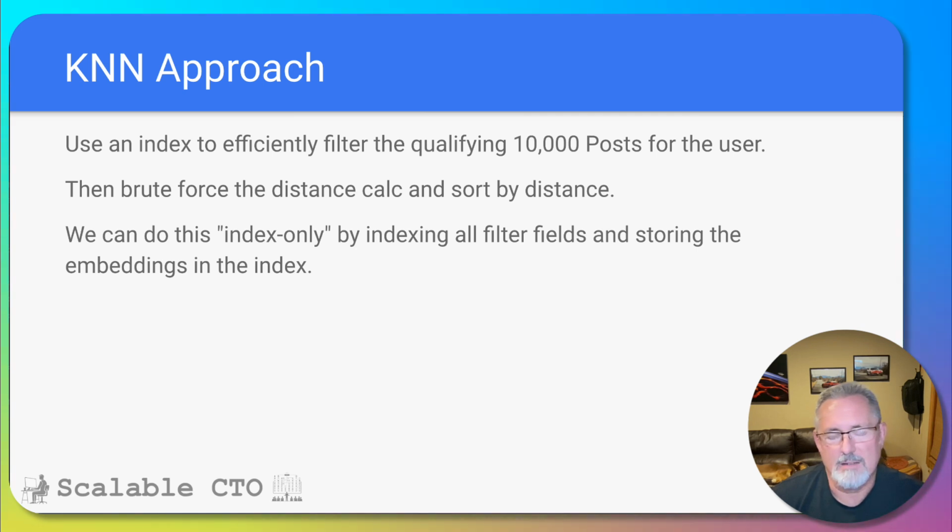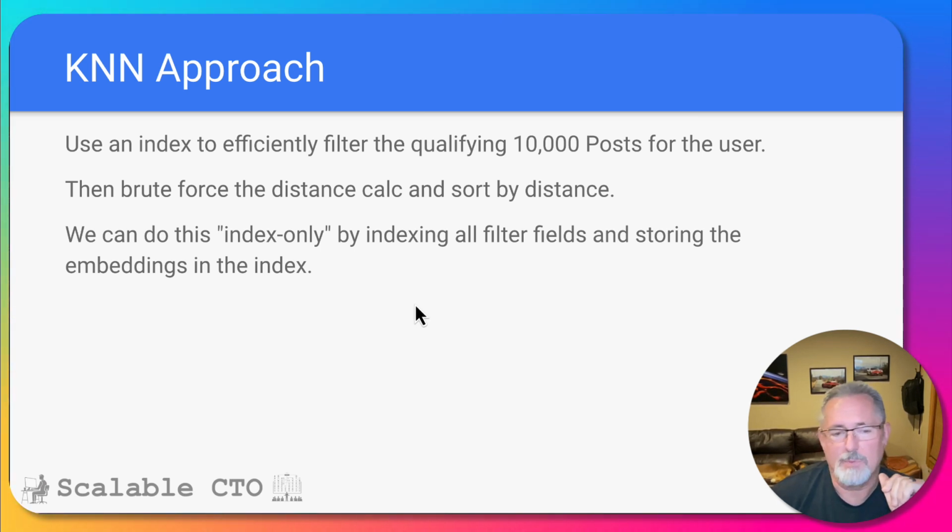So with KNN, it's pretty straightforward. It basically uses an index to efficiently filter the qualifying 10,000 posts. So it's going to go from the million to the 10,000 very quickly with an index, and then it's going to brute force the distance calculation and sort by distance. It's going to compute the distance for each embedding for those 10,000 records, sort those in order, and give me back the top 20.